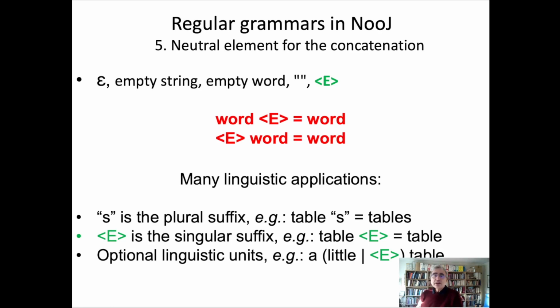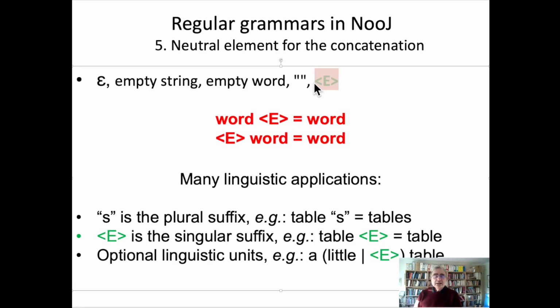So there is a neutral element for the concatenation. Usually in linguistics and in mathematics, it's written epsilon. Computer scientists speak about the empty string or empty word, and sometimes in computer programming languages you write it by entering double quote, double quote. In Nooj we will write it opening bracket, uppercase E, closing bracket. So what does it mean for this element to be neutral for the concatenation?